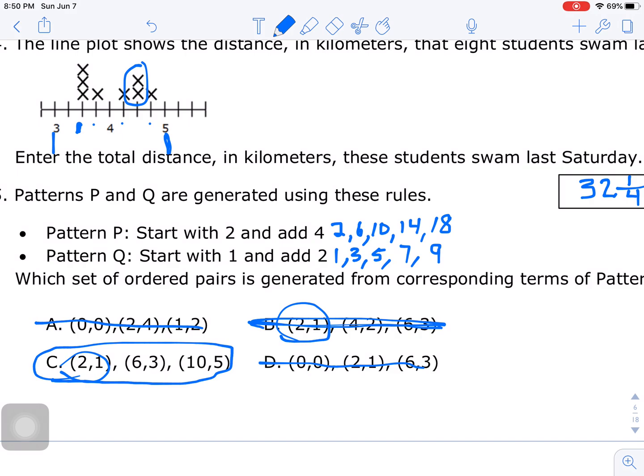Now, what's interesting about this one is we have patterns P and Q. And a lot of times what we have been doing is they'll say pattern X and pattern Y. So they don't always use X and Y, but we usually follow alphabetically. So P comes first in the alphabet before Q. So in our ordered pair, we would then have 2 and 1, 6 and 3, 10 and 5. So there you have it.